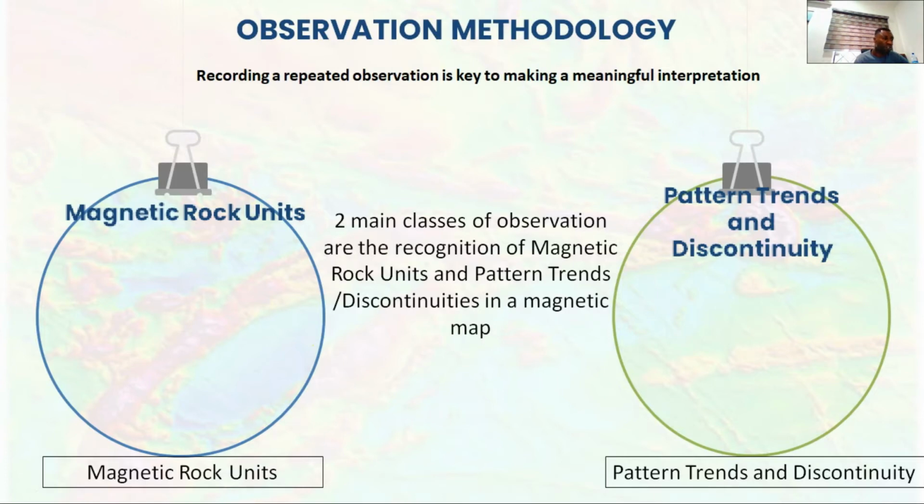So during this observation stage, it is advisable initially to focus on the magnetic rock units before drawing too many kinds of breaks and discontinuities. When we are talking about magnetic rock units, they are mappable units. These are the units that we first of all need to understand before going into drawing patterns and all that. Now I will show you one example here.